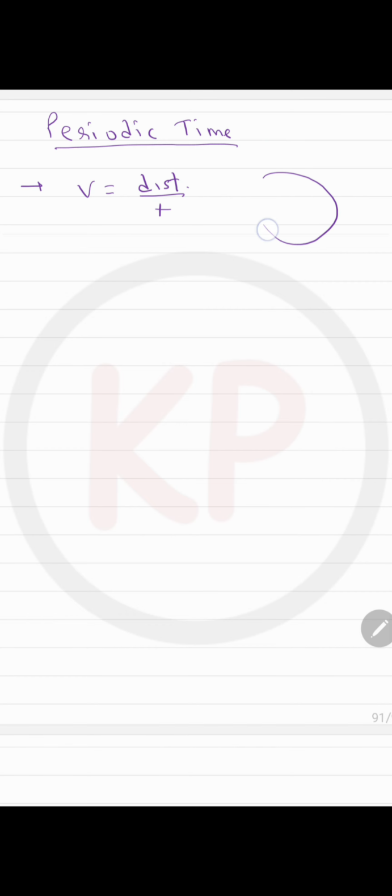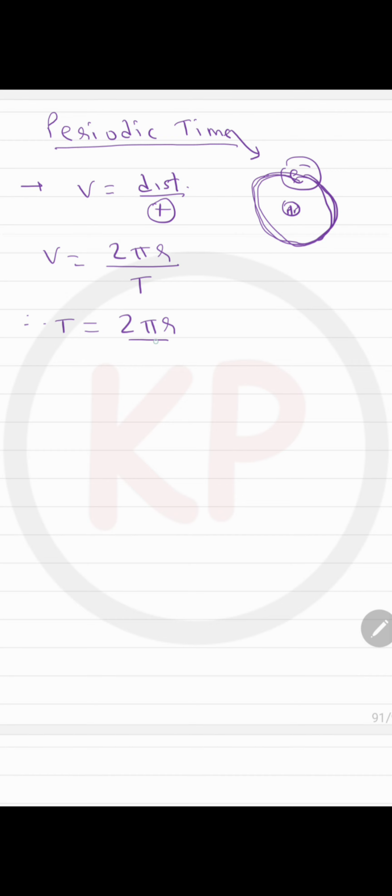Let's see the frequency. Before frequency, we'll see periodic time, the periodic time of the electron. We know that velocity is given by distance upon time. For an electron to complete one full revolution, like this is the electron, this is the nucleus, proton, neutron, the time taken by the electron to complete one full revolution is called periodic time. So we can say V is equal to distance covered, in this case 2 pi r, because it is covering one full revolution, divided by time, capital T. So capital T will be 2 pi r by V.